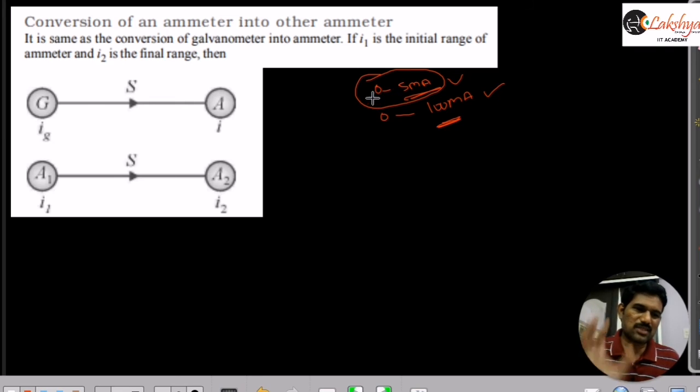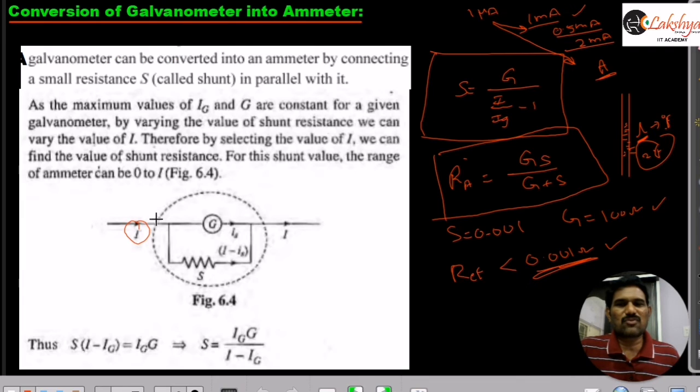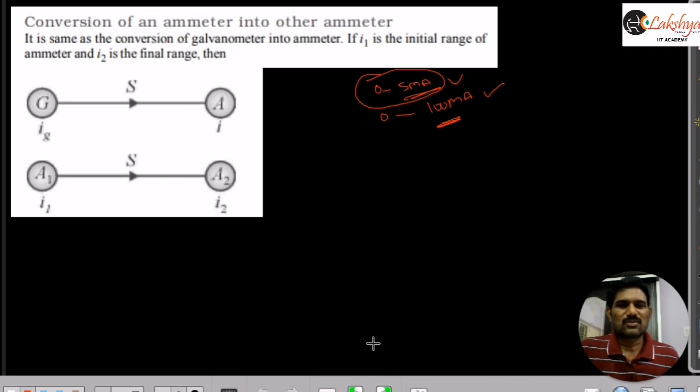Whatever ammeter is initially given, you can treat that as a galvanometer, and we can apply the same formula as that of the conversion of galvanometer into ammeter. Whatever the initial device given here, you need to take it as a galvanometer, and whatever the final ammeter range we want to get, we consider it as our ammeter. So we just convert from ammeter 1 to ammeter 2 as in the conversion of galvanometer into ammeter. The shunt is the required resistance here.